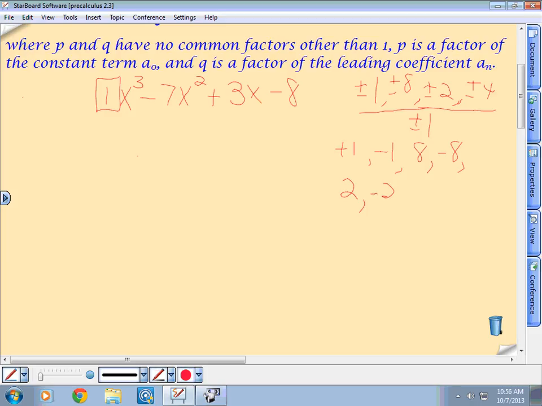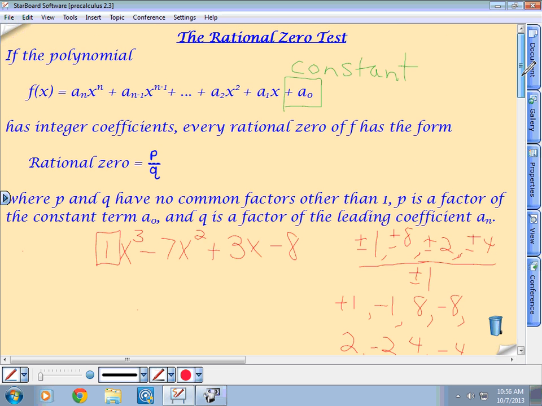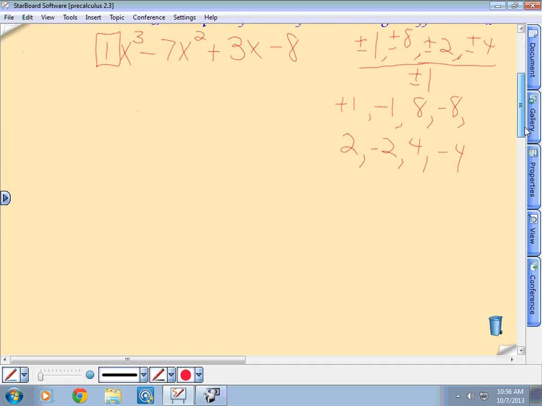And negative 2. The last one? 4, negative 4. Okay. What this rational zero test is going to tell you is, these are the possible numbers, those 8 that it gave you there. Those are the possible numbers where it can cross the x-axis, or which can be factors of the polynomial. Doesn't mean they all are, but these are the only possible ones. These are the only possible numbers that can cross the x-axis for the polynomial you gave me, Kelly. Those are the only possibilities.